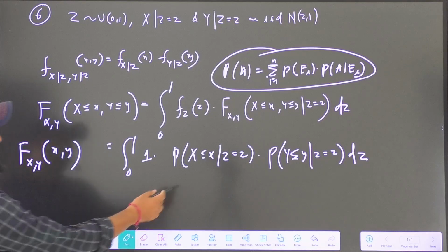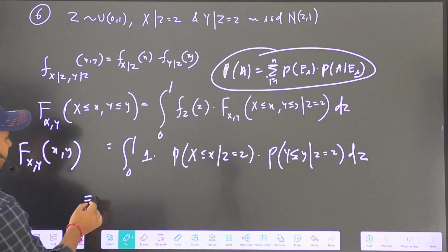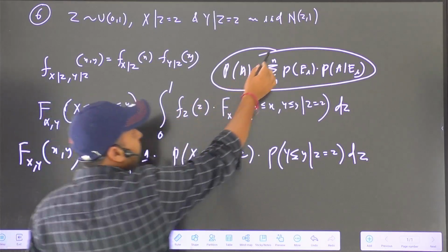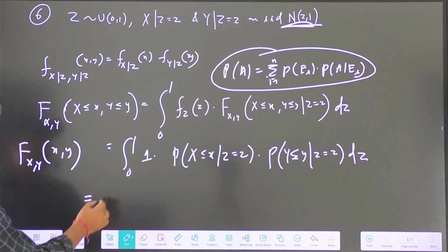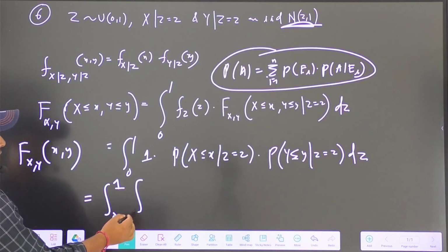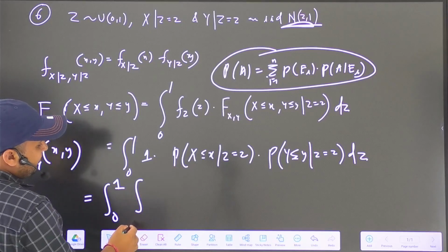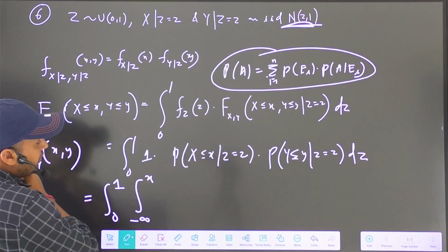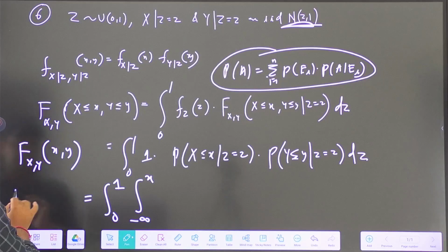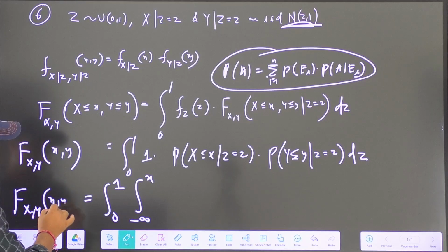I think this PDF we already have, don't we have? It is actually normal(z, 1). Okay, so can you put it? So instead of taking CDF, if we take PDF, what will happen? Okay, put it. So what will happen? It is actually 0 to 1, then minus infinity to x of the PDF of this. So you have to solve this integration.